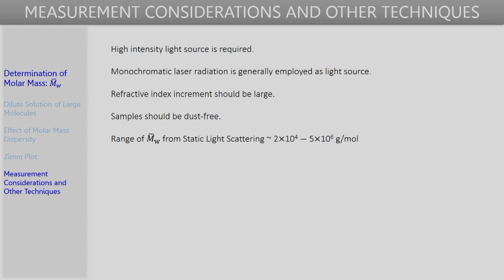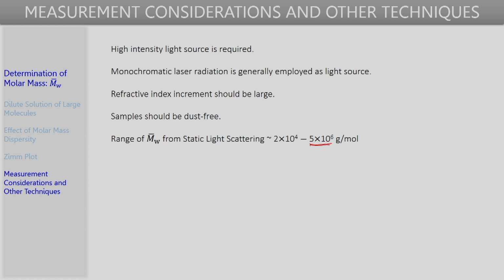And the upper limit, 5 times 10 to the 6 that we have here, is because if the polymer molecules become too large, so let us say if the polymer molecules become comparable to half the wavelength of the radiation in the solution or larger than that, then a large amount of destructive interference of the scattered light takes place, and it won't be possible to obtain the weight average molar mass.